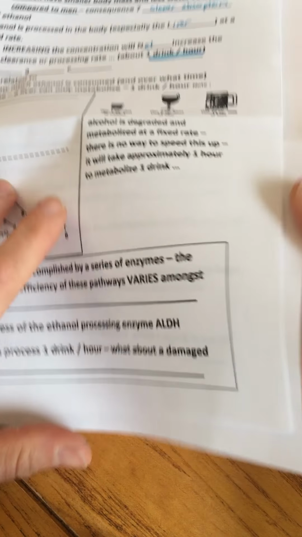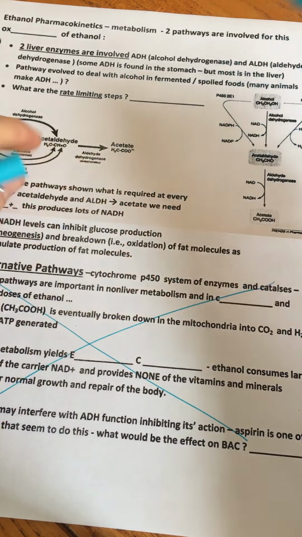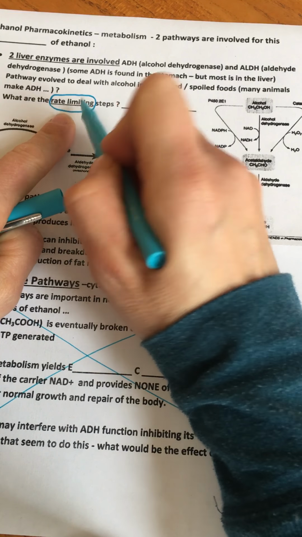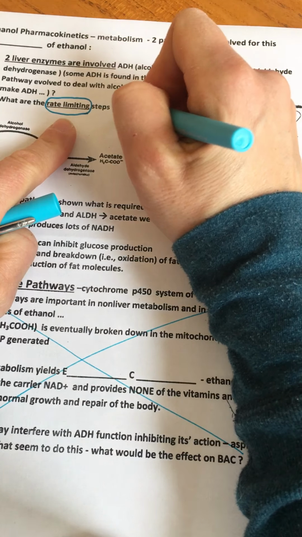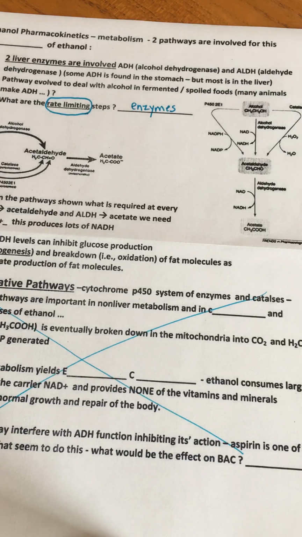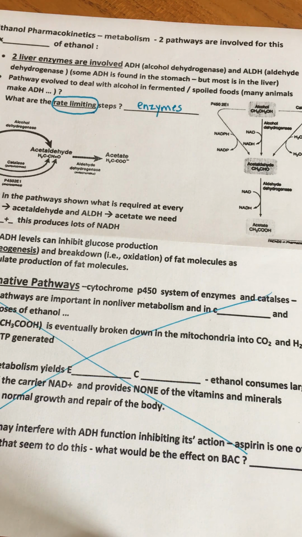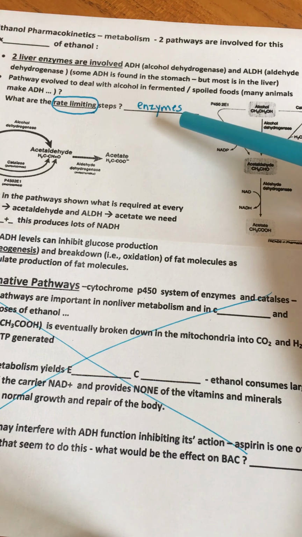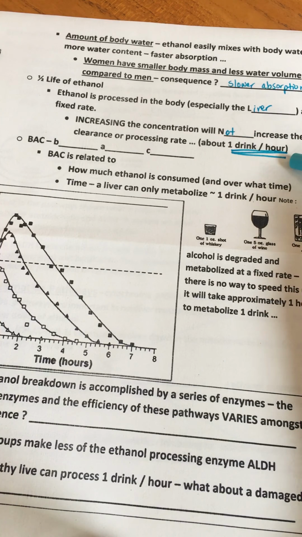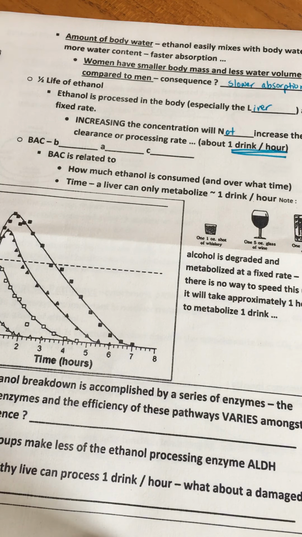I'm actually going to go back to this page one more time and talk about these rate limiting steps, because that's essentially what I'm talking about right here: how come we can't break down the alcohol any faster. And it's because of specific enzymes. If you go back in your brain to how enzymes work with a lock and key mechanism, once the substrate locks into the enzyme, it breaks it down that way. Well, enzymes can't work any faster than their fastest. And their fastest processing is 1 drink in about an hour. And it's the enzymes that actually limit the rate of breakdown.